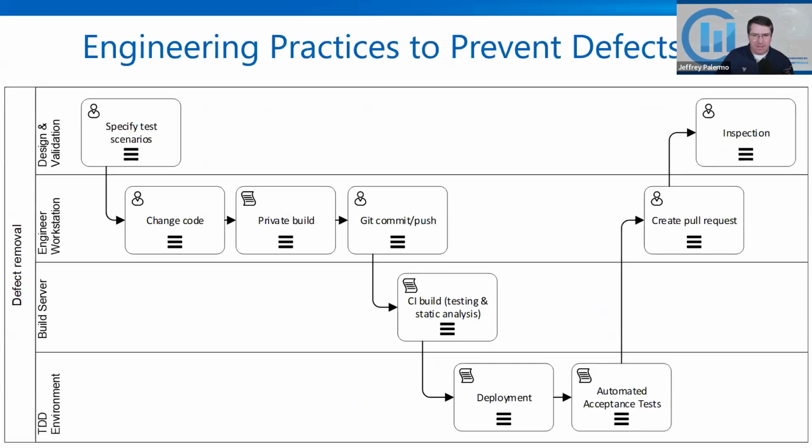I want to talk about the developer flow in your teams and where to add that formal inspection when it comes to the programming. So when a change is made on the engineer workstation, the developer does the private build, does a commit to the Git repository on the build server.